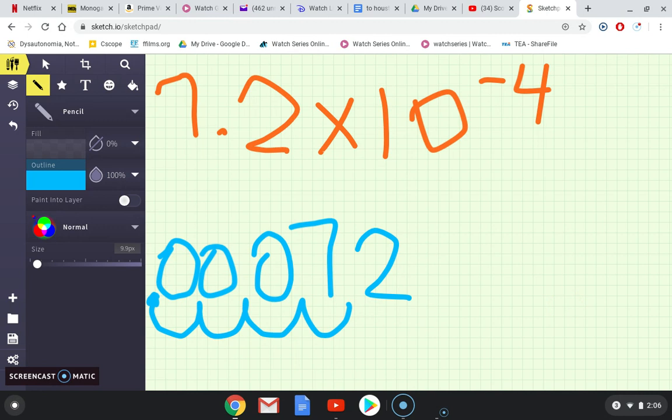So notice this is still a positive. You don't owe anybody money, but it's also less than a penny. So that's what we mean by it's going to be a very small number.